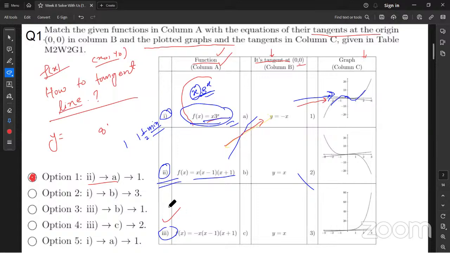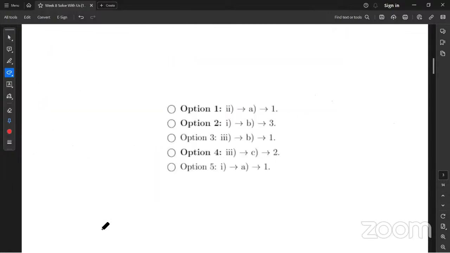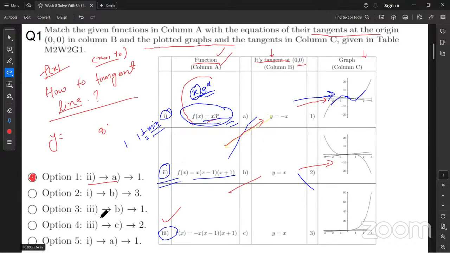Okay, for the second, which one is correct? I think this one. Just check it once. 3 is mapping to 2, and B is mapping to... 3B2 or 3C2? 3C2. Yes, sir. 3C2, both are correct.